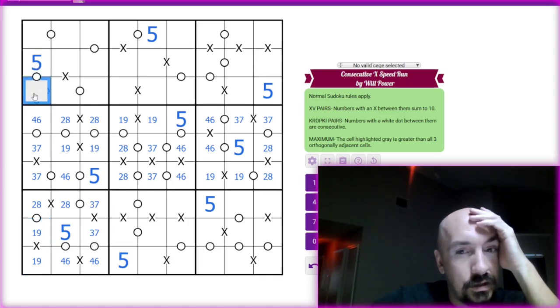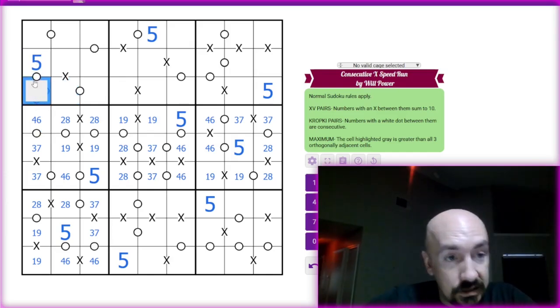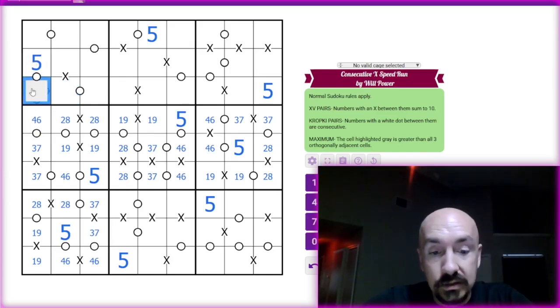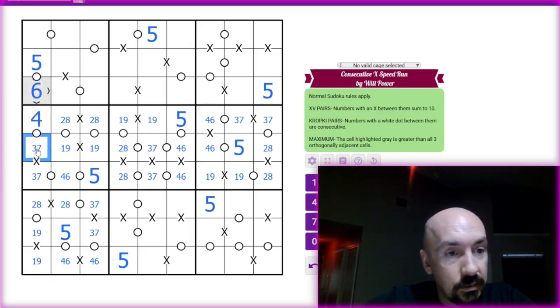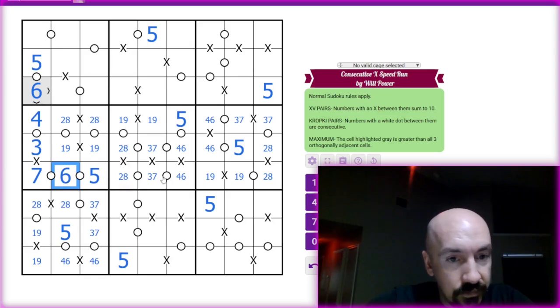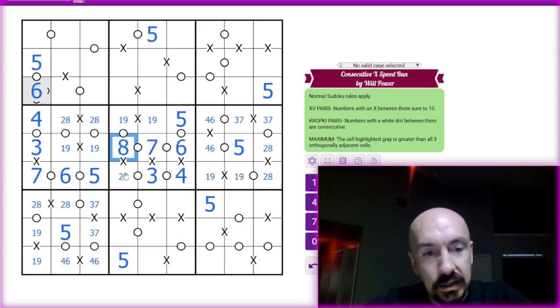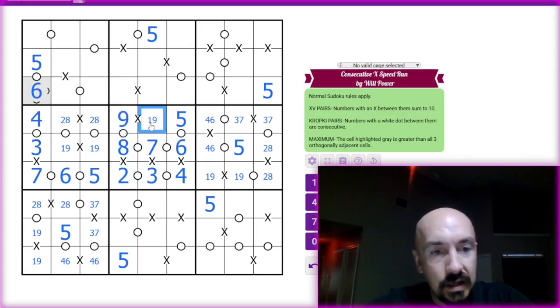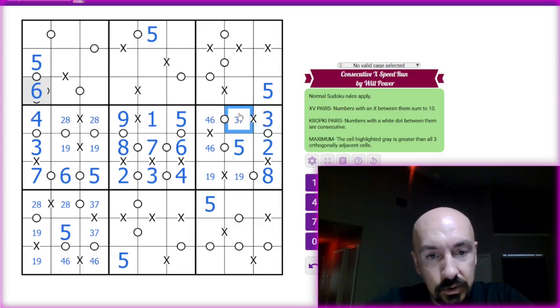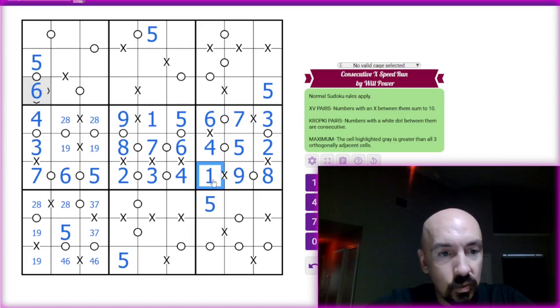Okay, so this has to be greater than its orthogonally adjacent digit. So this has to be, and it's consecutive to 5, so it cannot go down, so it has to go up. So that's going to be a 6. That's going to be a 4, 3, 7. That becomes a 6 as well. We can do 4, 6. That's now a 7, 3. That's an 8, 2, which puts that as a 9 and a 1. This is now an 8, 2, 3, 7, 6, 4. That's going to be a 9, and that's a 1.